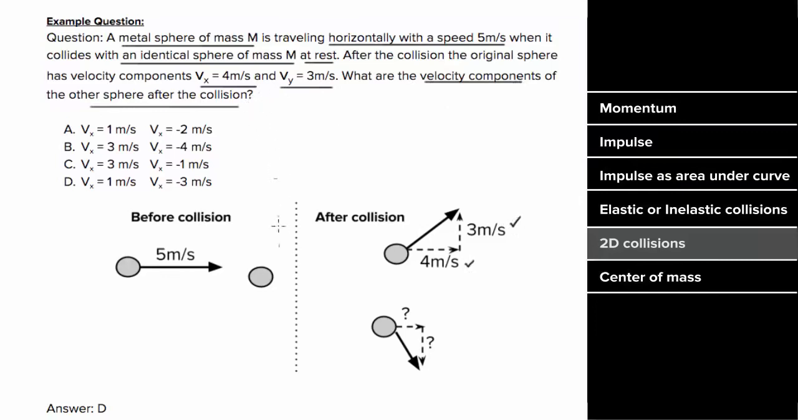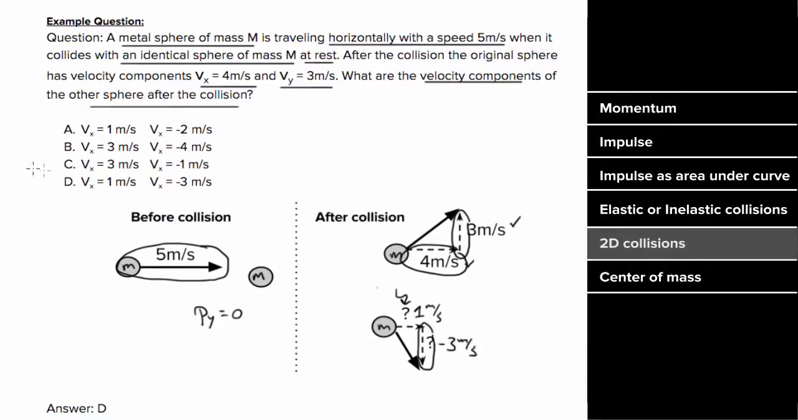So assuming there were no net forces in the x or y direction in this case, then the momentum will be conserved for each direction, and since the mass of each sphere is the same, we can simply look at the velocity components. So if we started with 5 units of momentum in the x direction, we have to end with 5 units of momentum in the x direction, so the x component of the second sphere has to be 1 meter per second. And since we started with no momentum in the vertical direction initially, we have to end with no momentum vertically. So if the first sphere has 3 units of momentum vertically after the collision, then the second sphere has to have 3 units of momentum vertically downward after the collision, which gives us an answer of D.